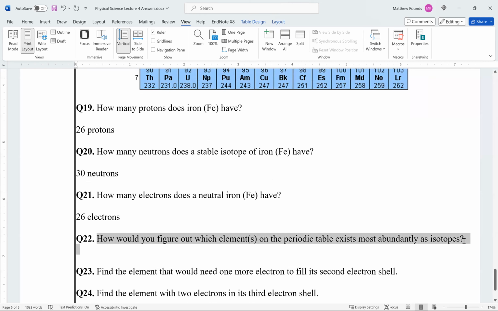All right, so figure out which element of the periodic table exists most abundantly of an isotope. This is a definition. I don't know what it is. I guess it's hydrogen. Don't know. I guess I need to go look at your lesson. So let me go do that.